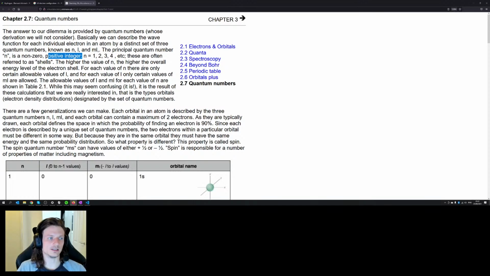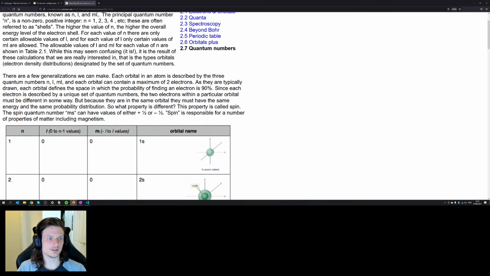For each value of n, there are only certain allowable values of l, and for each value of l, only certain values of ml are allowed. The allowable values of l and ml for each value of n are shown in table 2.1. While this may seem confusing, it is the result of these calculations that we are really interested in. That is, the types of orbitals and electron density distributions designated by the set of quantum numbers.